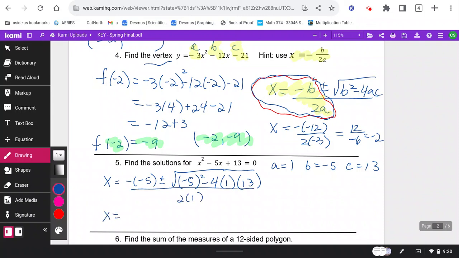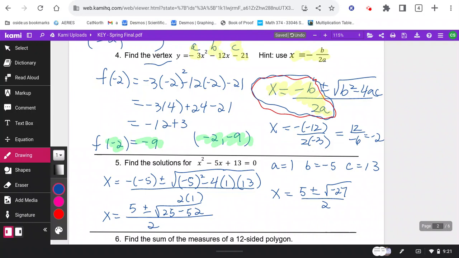All right. Negative 5 turns into positive 5. On the bottom is a 2. My discriminant turns into 25 minus 52 because 4 times 13 is 52. So 5 plus or minus, grab a calculator, 25 minus 52. 25 minus 52 gave us negative 27.